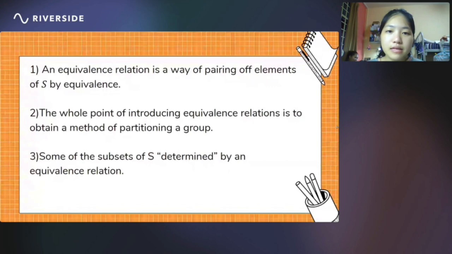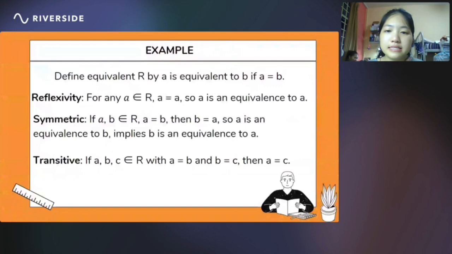In the example, define the equivalence relation on R by A is equivalent to B if A equals B. In reflexivity, for any A an element of R, A equals A. So A is equivalent to A. In symmetry, if A and B are elements of R and A equals B, then B equals A. So A is equivalent to B implies B is equivalent to A. In transitivity, if A, B, and C are elements of R with A equals B and B equals C, then A equals C.